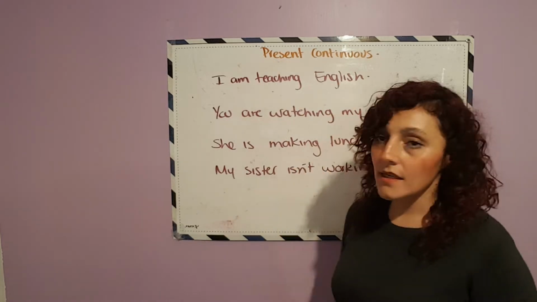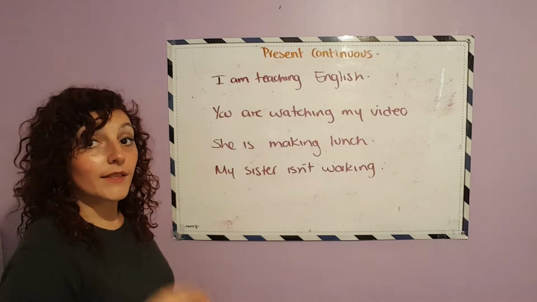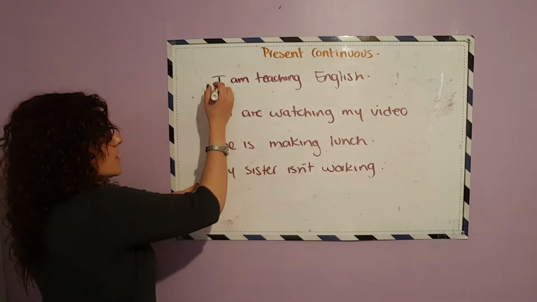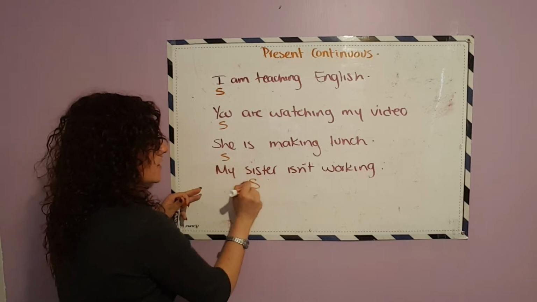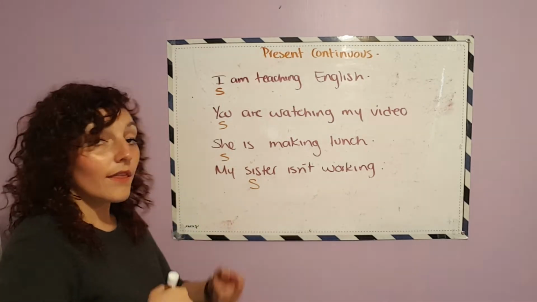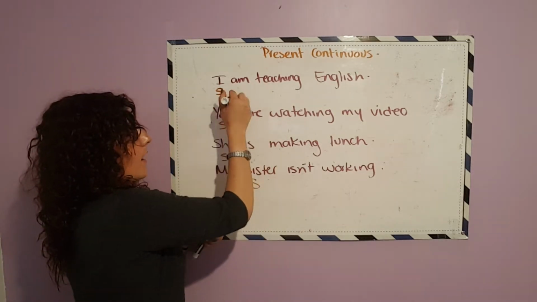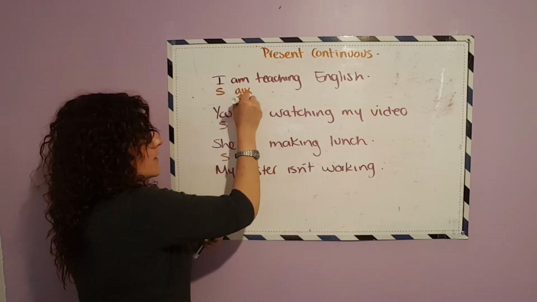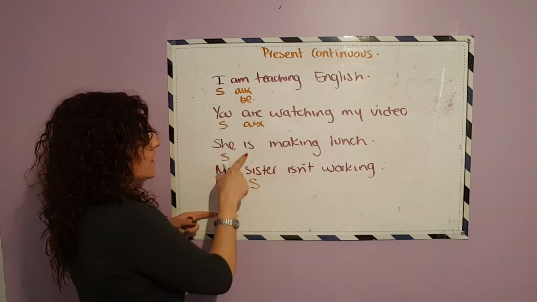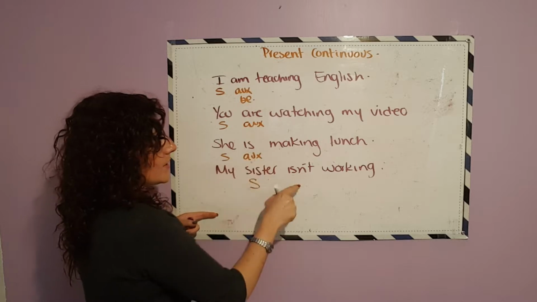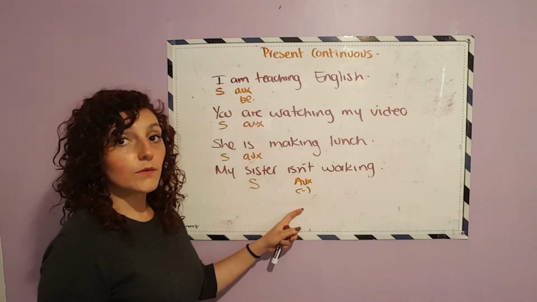Now, for the present continuous, you use specific components. In affirmative and negative, the first is your subject. Subject, subject, subject, and my sister is the subject, right? Then you use the auxiliary to be. Am, I am, this is your auxiliary to be. You are, this is your auxiliary, she is, and my sister isn't. This is your auxiliary but in negative, right?